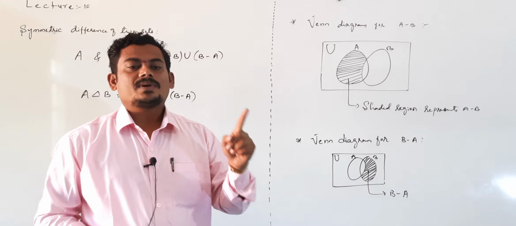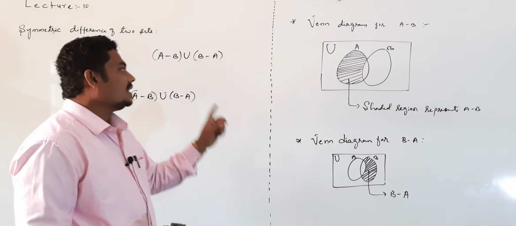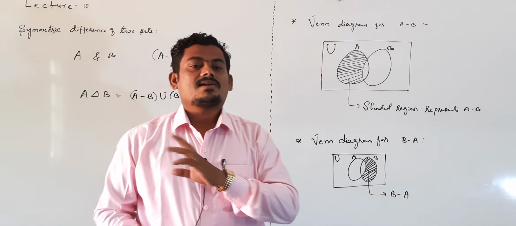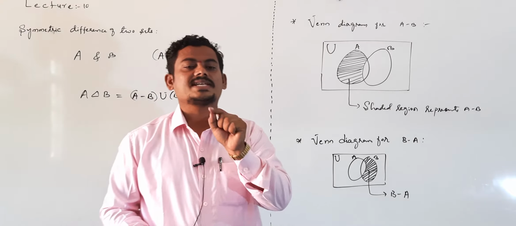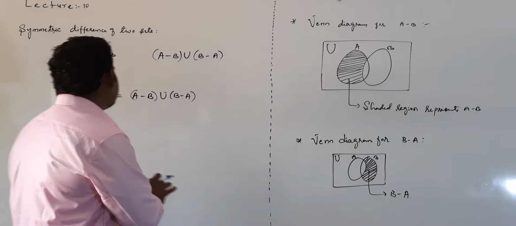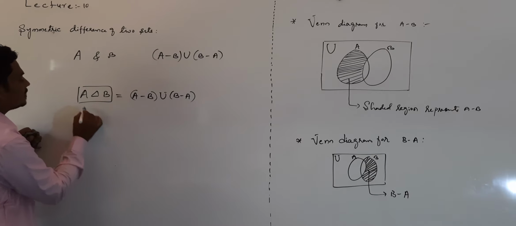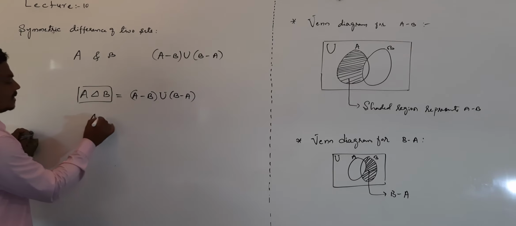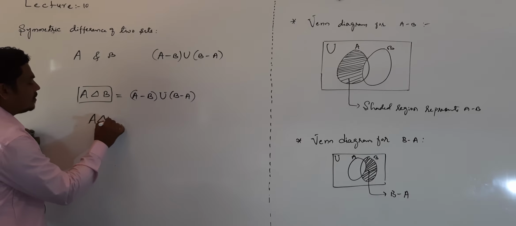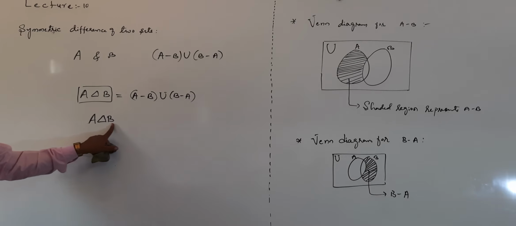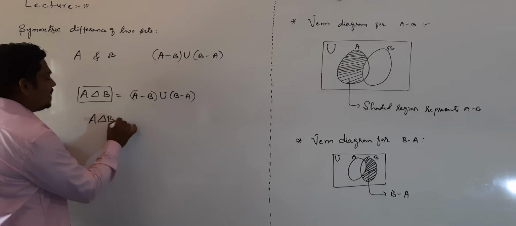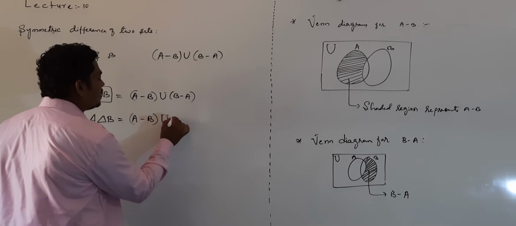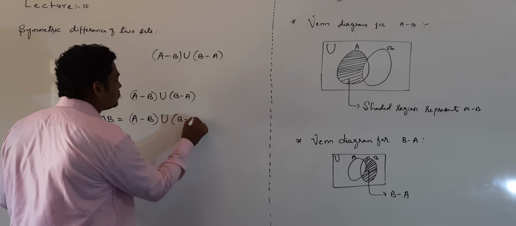Let capital A and capital B be two sets. Then the set A minus B union B minus A is called the symmetric difference of the sets capital A and capital B. This is the symbol for symmetric difference. Don't read it as triangle. A symmetric difference B is nothing but A minus B union B minus A.